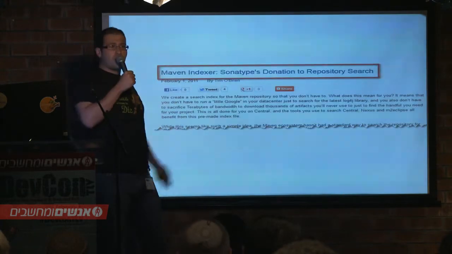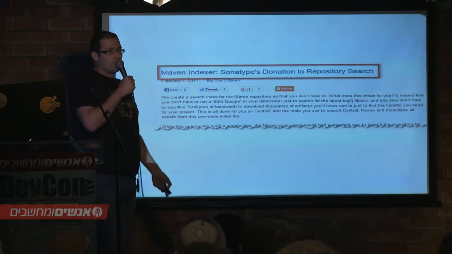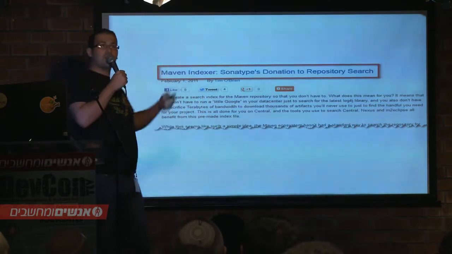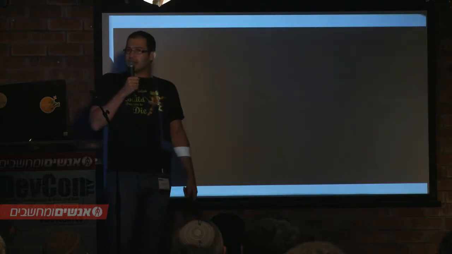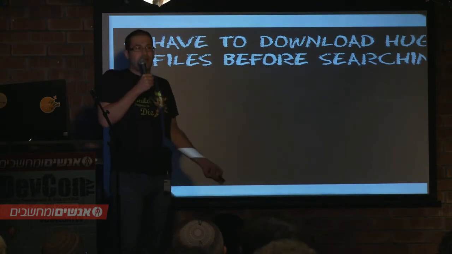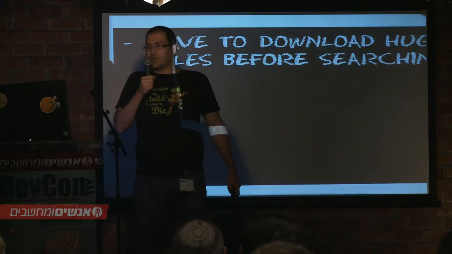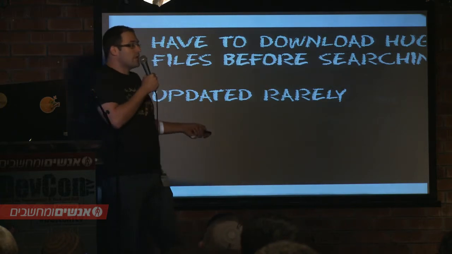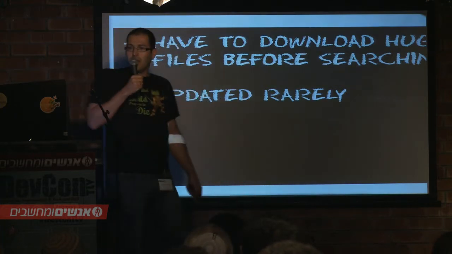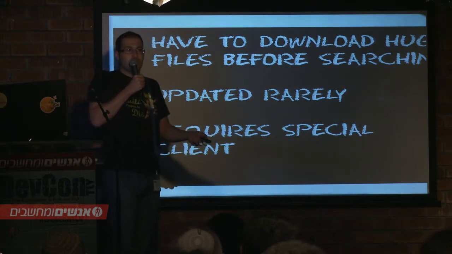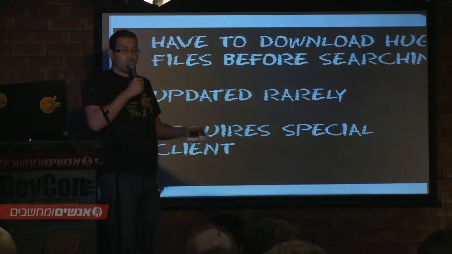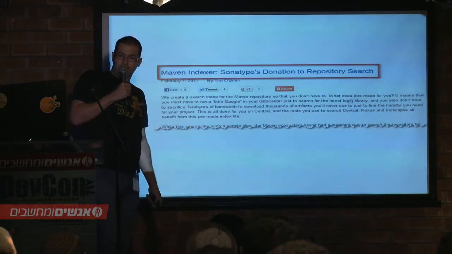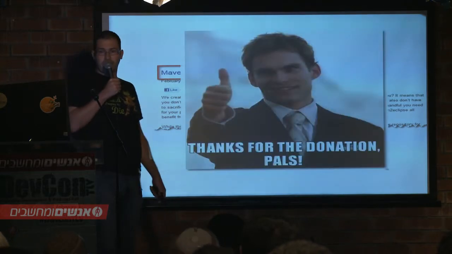Why? There is a company which is very proud of making this Maven indexer a standard. So we donated the Maven search index. Let's see how good it is. Well, we have to download huge files before we can search anything. And this file is updated rarely, usually once a day. So if we added a new module, we can't find it straight away, up until tomorrow. And we need a special client in order to search, for example, Eclipse. So it's not very good. Bottom line, they made this donation, and thanks for the donation.